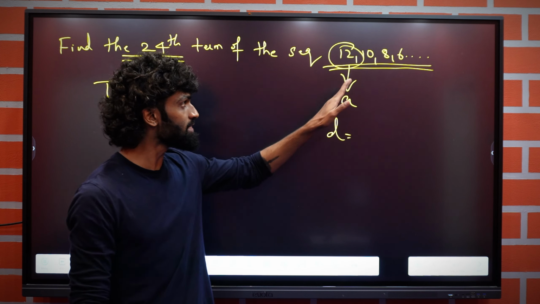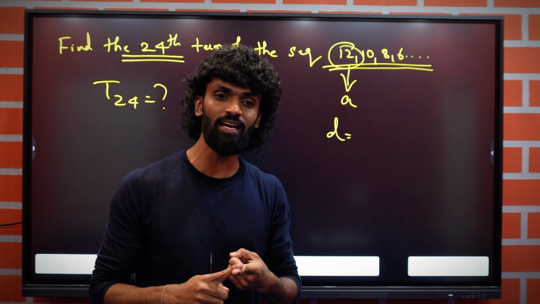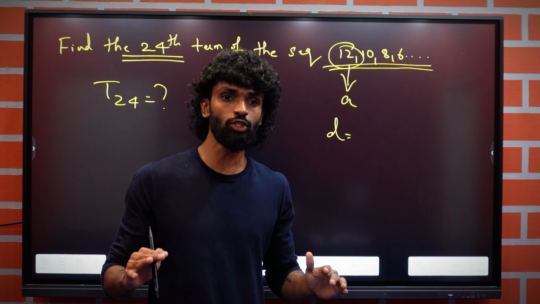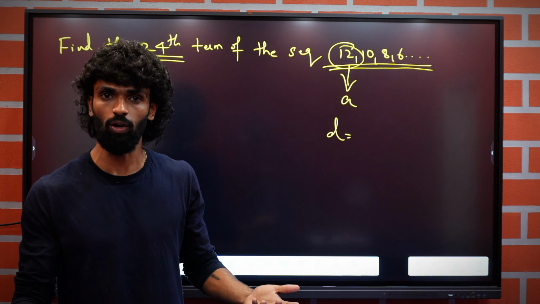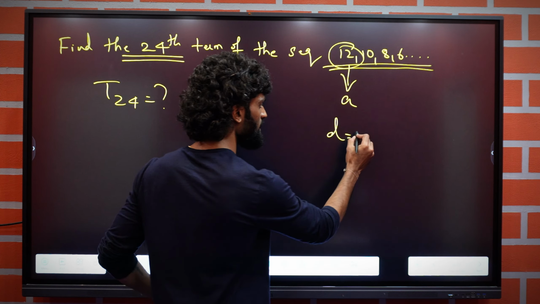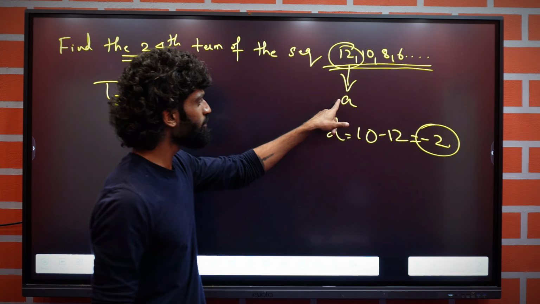Always remember, it's the second term minus the first term, always. Now, can the answer of difference be negative? 100% yes. There are no such pseudo rules which tell it has to be positive. It can be negative, it can be positive, it can be whatever. Fine. So, the answer for difference is 10 minus 12, which is nothing but minus 2. You circle it. I found a, I found d.